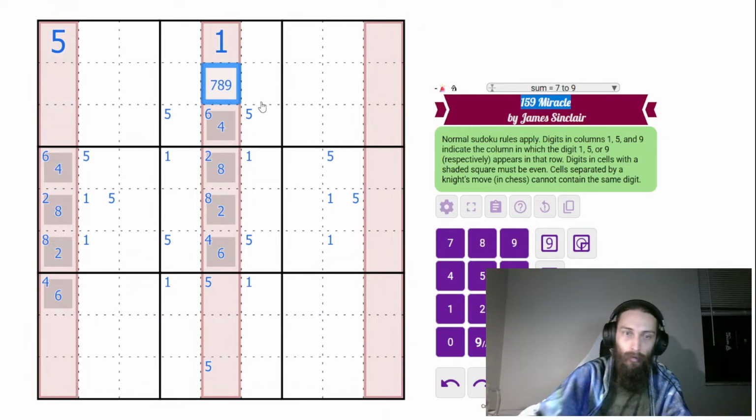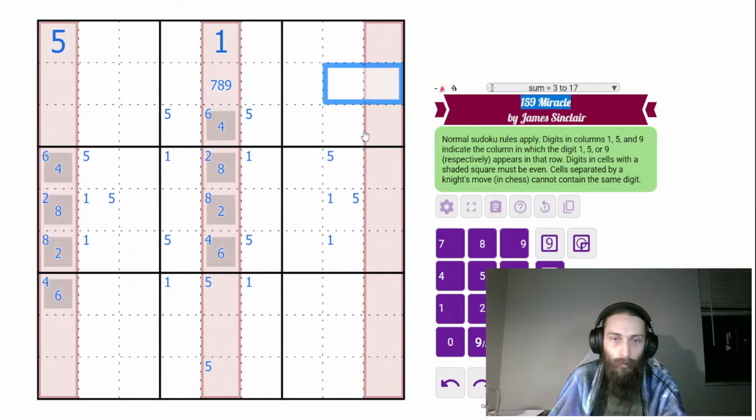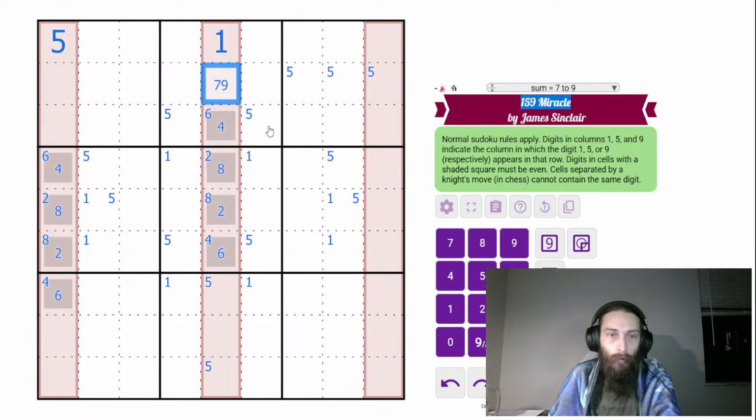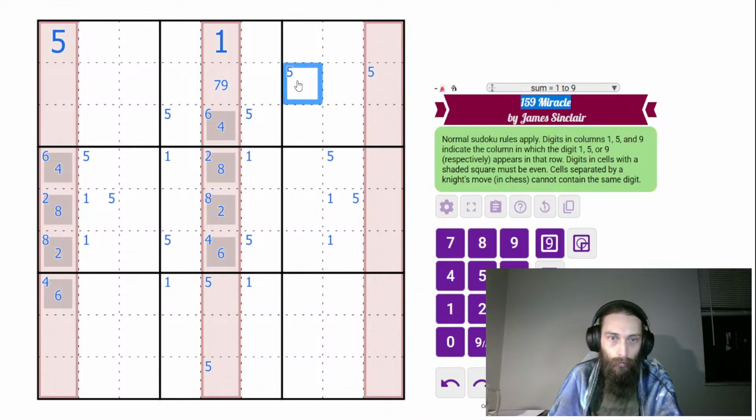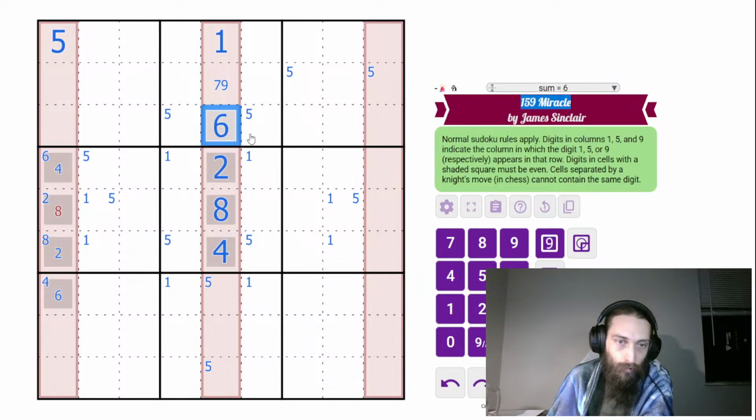This has to be a high digit, 7, 8, 9. 1's ruled out. Although that's not the 1s, those are the 5s. And we already know 8's not in there, so that could have been ruled out. The 5 rules that out. And so this is 2, 8, 4, 6, 5, 1, 8, 2, 1, 5.